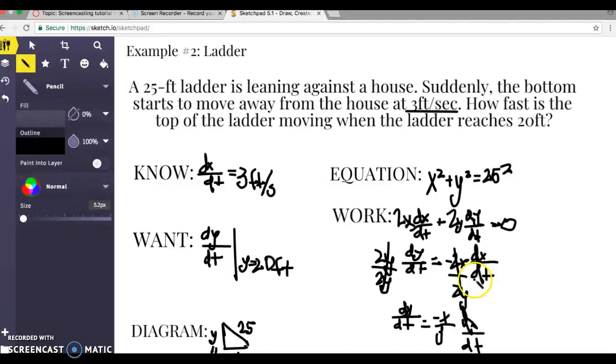So from this point, you can just plug things in that we've already figured out. So that would equal negative 15, put parentheses, times the 3, which is the dx dt, over y, which is 20. Oh, and to get the 15, you just do the Pythagorean theorem, and you'll get 15. So all this combined equals negative 9 fourths feet per second.